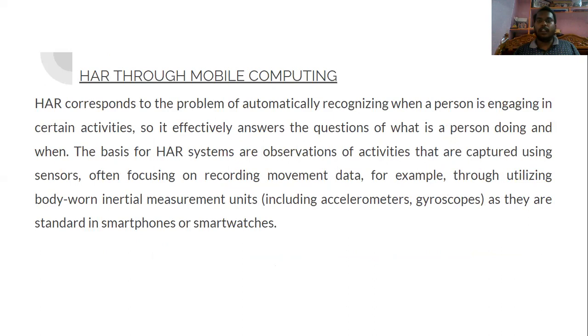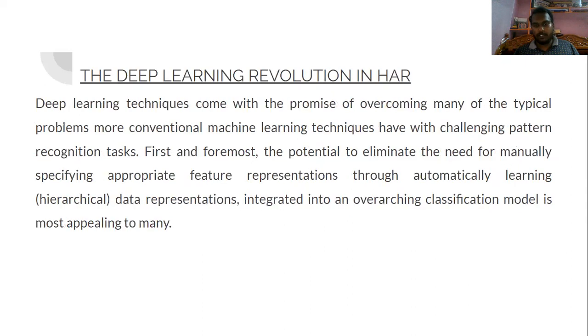HAR through mobile computing corresponds to the problem of automatically recognizing when a person is engaging in certain activities. So, it effectively answers the questions of what is a person doing and when. The basis of HAR systems are observations of activities that are captured using sensors, often focusing on recording movement data. For example, through utilizing body worn inertial measurement units, including accelerometers and gyroscopes, as they are standard in smartphones or smartwatches.